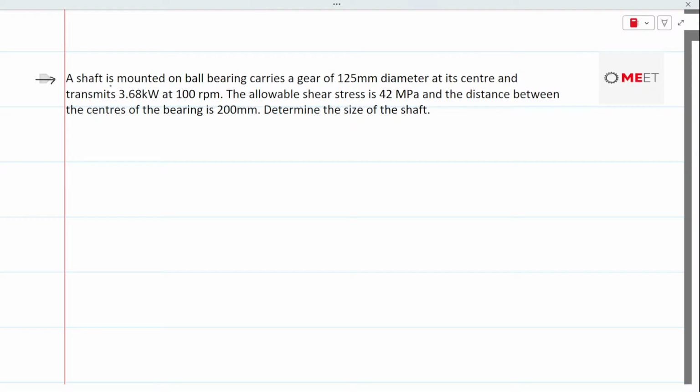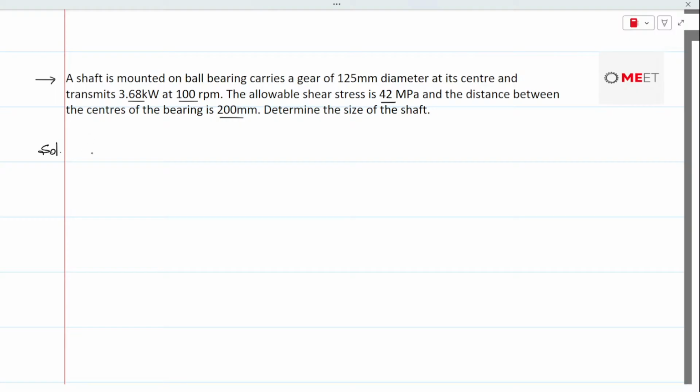So the first question is, a shaft is mounted on the ball bearing which is carrying a gear of 125 mm in diameter at its center. It is transmitting power of 3.68 kilowatts at 100 rpm. Allowable shear stress is 42 megapascal and distance between the bearing centers is 200 mm. Determine the size of the shaft.